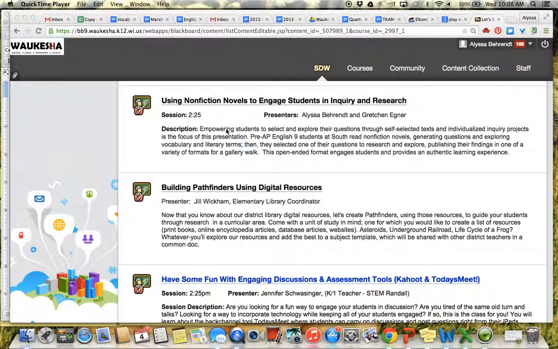If you're looking to provide your students with choice while offering opportunity for rigorous inquiry, this workshop is for you.